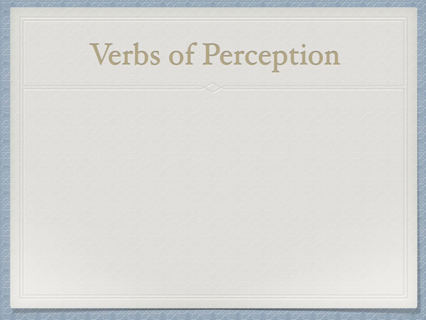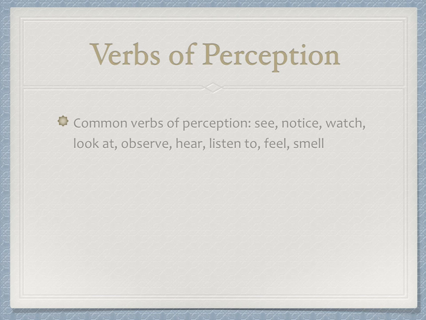Verbs of perception. Verbs of perception just means your 5 senses. Verbs that describe the action that's happening with your 5 senses. So some common verbs of perception are see, notice, watch, look at, observe, hear, listen to, feel, smell.